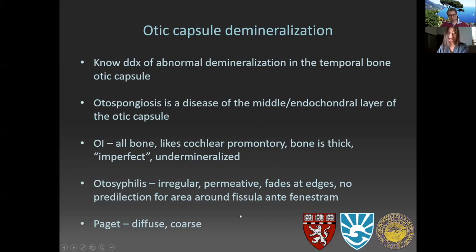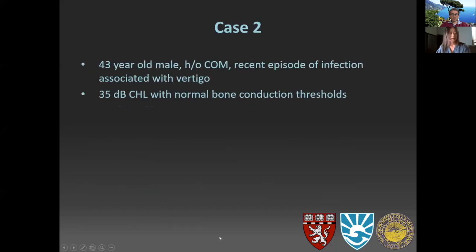And it does not like to go particularly around the fistula. And I say around, not of. Sometimes our trainees would say the fistula ante fenestram is hypodense, but that's not correct, because embryologically, the fistula itself is actually a little cleft. So by definition, it's really the bone around that cleft. So it's the bone around the fistula that's abnormal. And Paget is diffuse and coarse. Okay, so that was my first case. And now, if no questions, we'll go on to the second case.